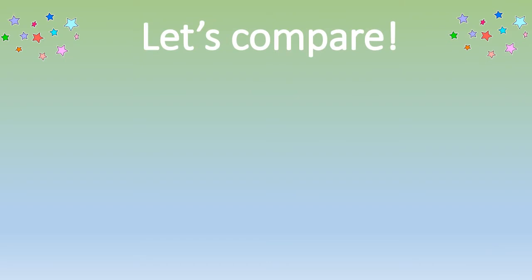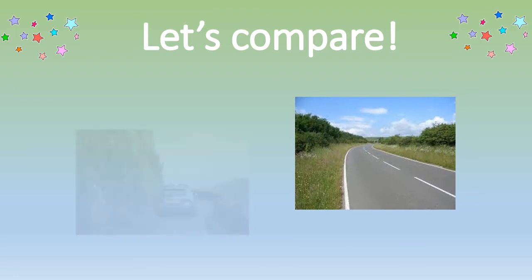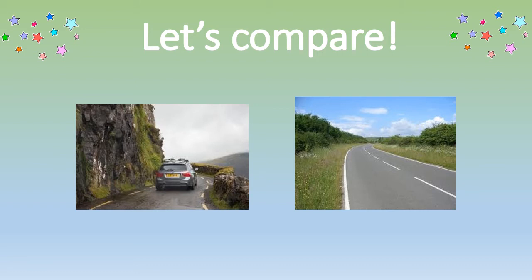Now let's compare the width of the things in these pictures. I've got a picture of a wide road and I've got a picture of a narrow road. I know the road where the arrow is going to is wide because it has two lanes and is bigger than the road in the other picture. And I know that this road where the arrow is pointing now is narrow because it only has one lane and is smaller and thinner than the road in the other picture. I could say the road with two lanes is wider than the road with one lane. Or I could say the road with one lane is narrower than the road with two.